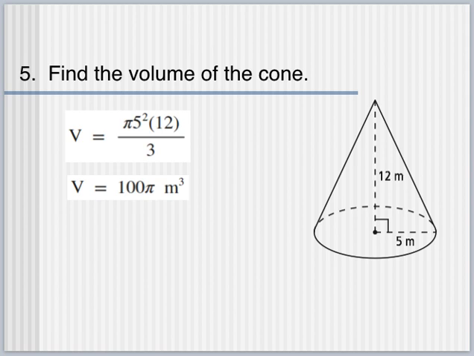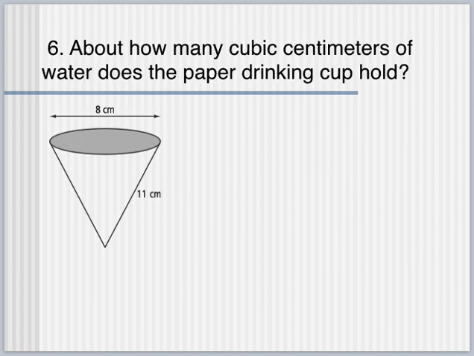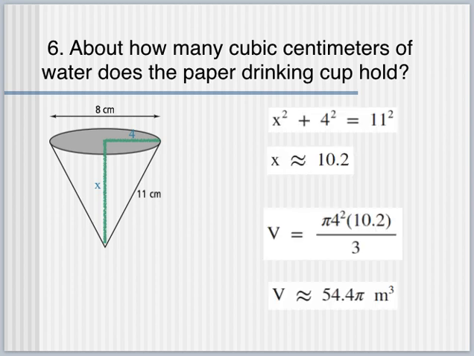Pause here and try the rest of the page. For number 6, there's 2 things they're not telling you that you need. They're not telling you radius, and they're not telling you actual height of the cone. However, radius is quick to solve for, you just half the diameter. You could draw your right triangle to solve for the height of your cone using Pythagorean's theorem. So if you got as your final answer something between 54.4 pi and 54.6 pi meters cubed, well done.